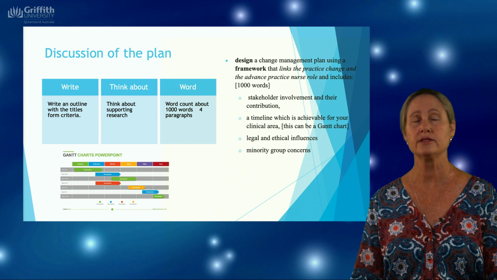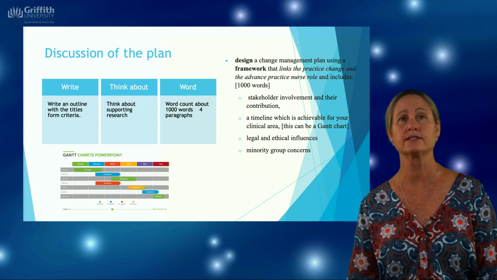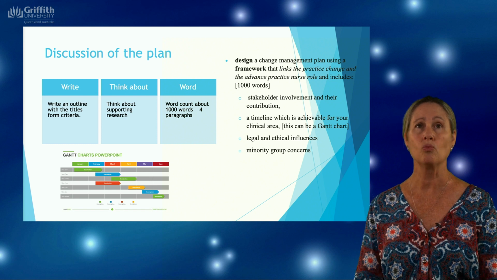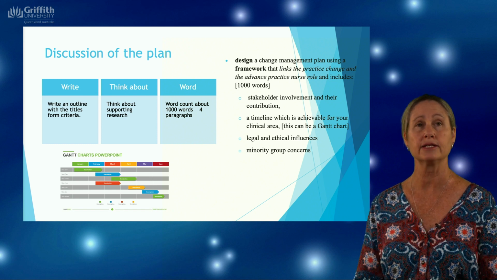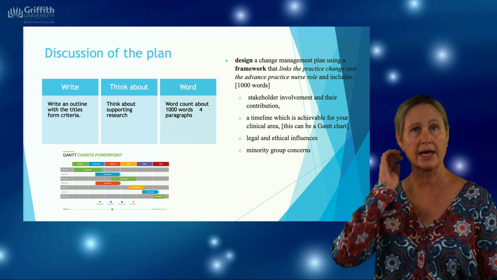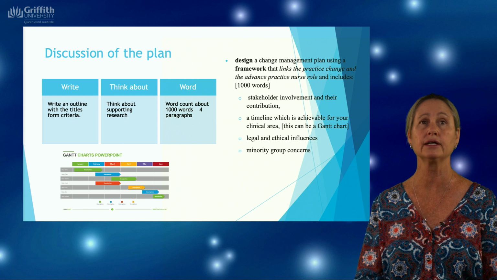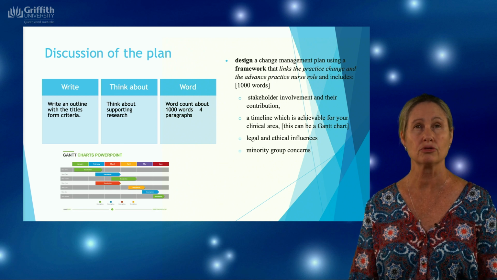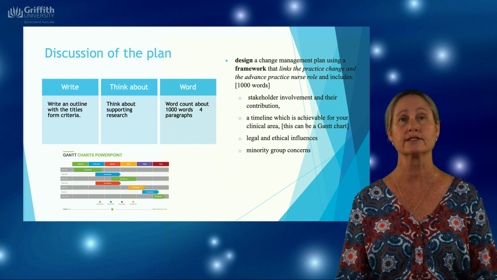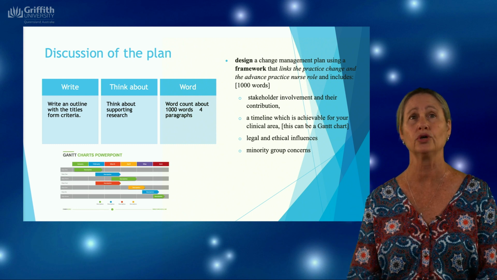So then the main part of this assignment is this discussion of your plan. So you're looking at how you're actually going to put this plan into place. And so you want to write first an outline, making sure it's looking at that criteria. Think about your supporting research and just being aware of this word count. So about 4 paragraphs, 1,000 words.